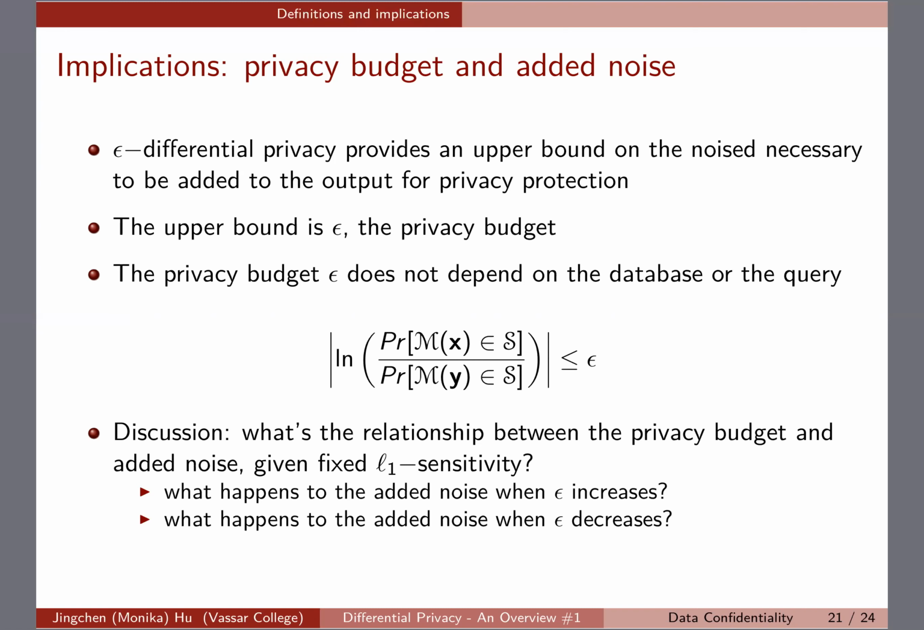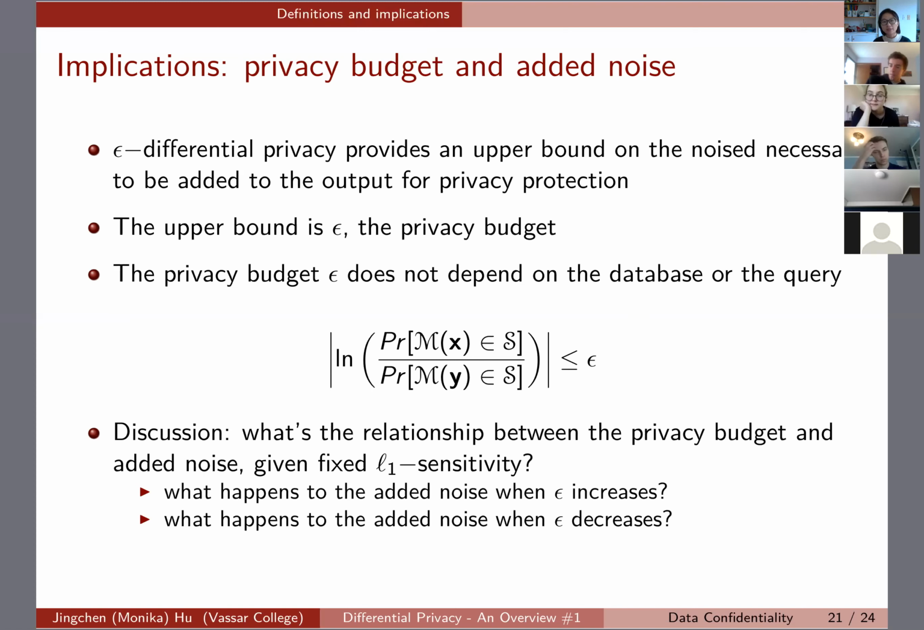So we know that it's the log probability of the outputs after we apply the mechanism to X and Y. Okay? And X and Y are only differing by one record. So if my epsilon increases, meaning that I'm going to have a higher budget, should I add more noise or less noise? On the other hand, if epsilon, the privacy budget, decreases, should I add more noise or less noise?